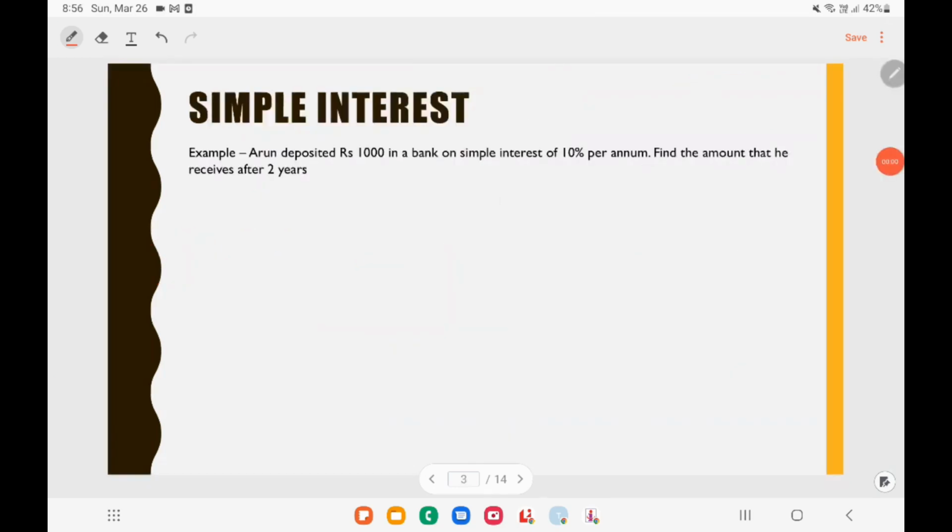Okay, so let us now look deeper into simple interest. You need to study a formula for simple interest, which is: interest is equal to PNR by 100.